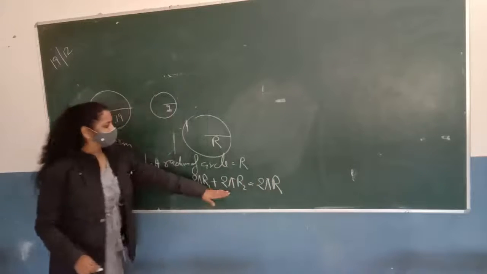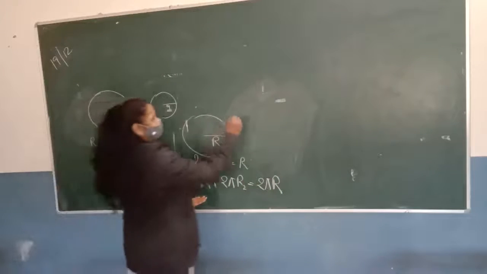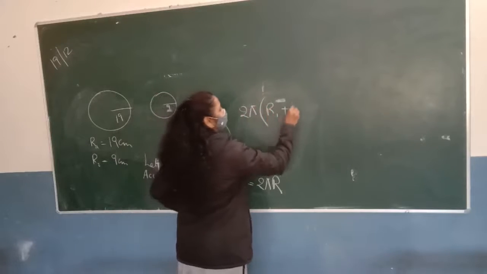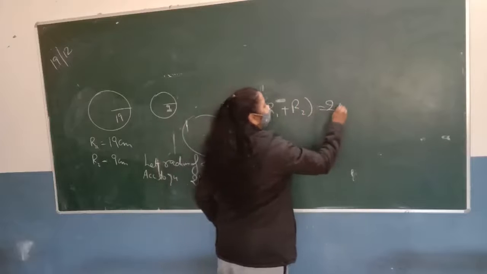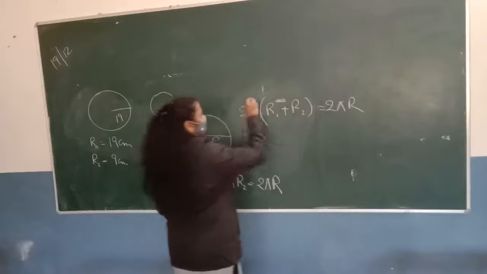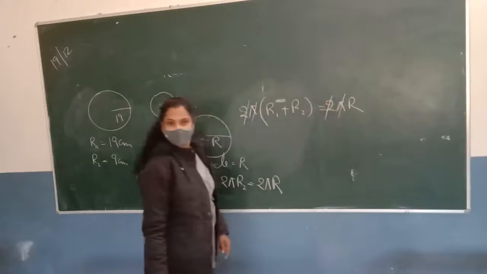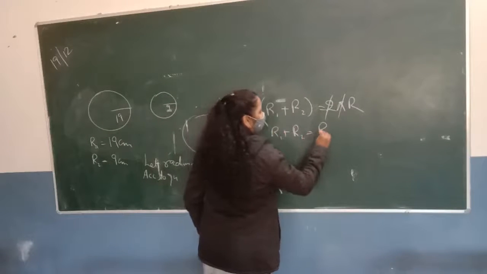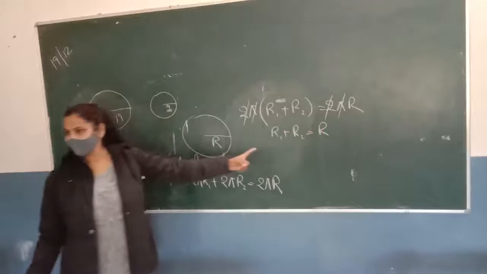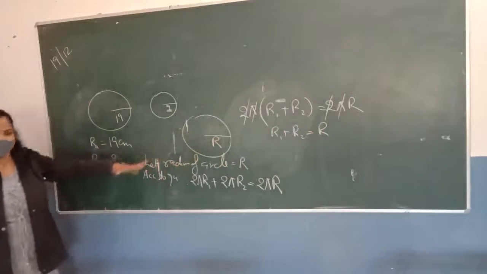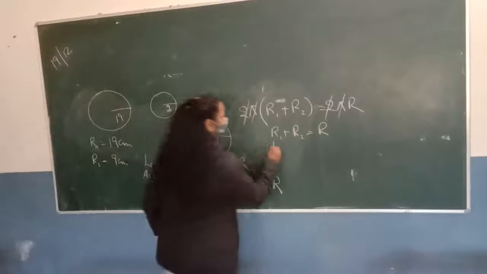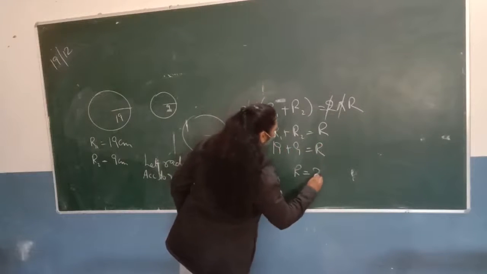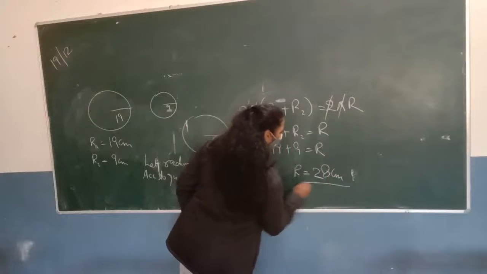Okay, we can take 2 pi as common on the left side. So taking 2 pi as common, we get r1 plus r2 is equal to r, cutting 2 pi with 2 pi. Now by putting the values of r1 and r2, can you find the radius of the new circle? Okay, so 19 plus 9 will be 28. So r is equal to 28 centimeter.